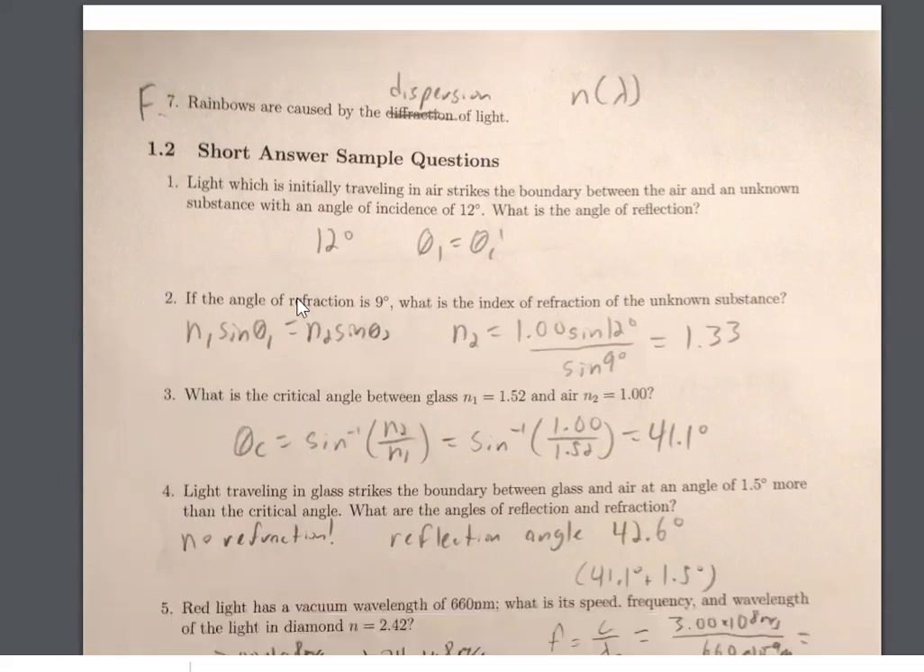Okay. Now, if the angle of refraction is 9 degrees, then what is the index of refraction? Well, refraction obeys Snell's law, which says that the index of refraction times the sine of the incidence angle has to be equal to the index of refraction of the second substance times the sine of the refracted angle. So we know both the incident and the refracted angles, so we can solve for the unknown index of refraction. And we get 1.33, which happens to be the index of refraction of water.